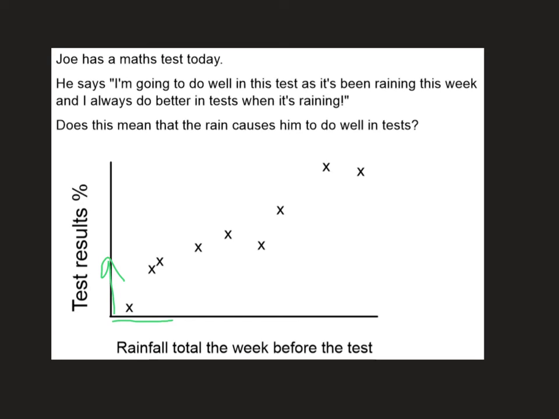Obviously if it's raining more, he's inside, he's at home, and he might go, well, I might as well do some revision. So it's probably more likely to be something like that. But the rain itself does not cause him to do well in tests. And this is a really important part of statistics. I'd like you to write down this sentence.